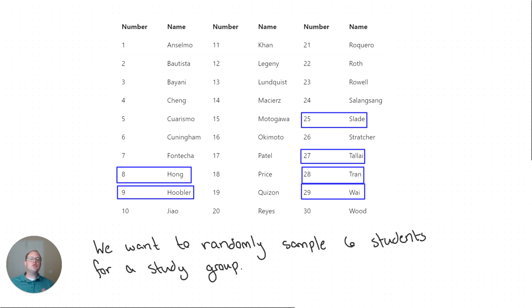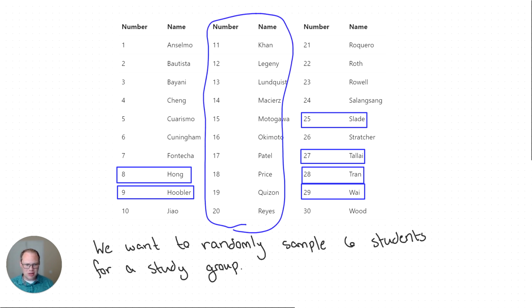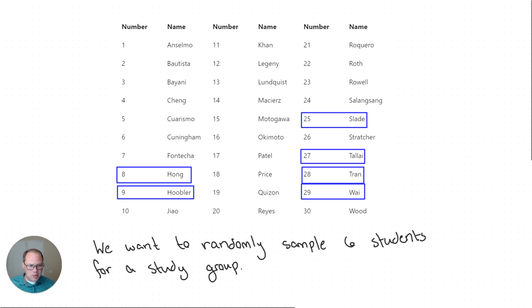Now, we chose this perfectly randomly. Notice it doesn't necessarily feel random, right? We didn't get anyone from this second column here. And a lot of the people we did get just happened to be right next to each other numerically. 8 is right next to 9. 27, 28, and 29 are right next to each other, and 25 isn't that far. So is this really random? Yes. Just because it doesn't feel random doesn't mean it isn't random. Remember, we do not have a good intuition for what random is. That's why we're using the computer.